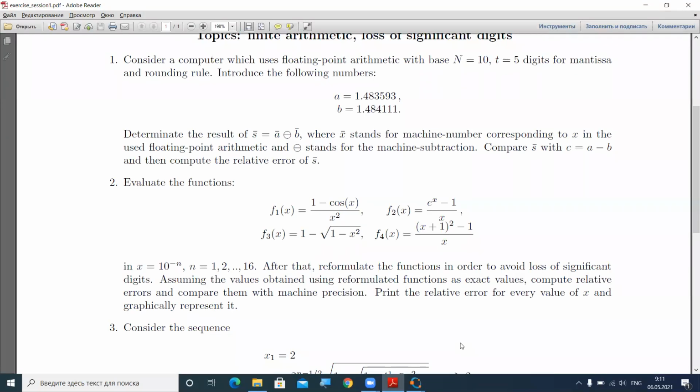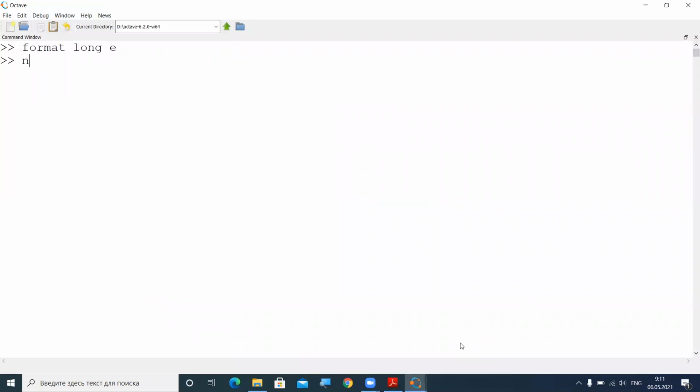And now you can see n from 1 till 16 and x is 10 to the power of minus n. Just give these values. n is from 1 till 16 and x is 10 to the power of minus n. So here we will use vector power, because now x is a vector.